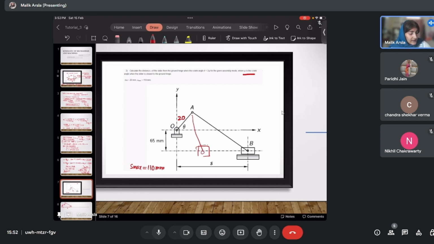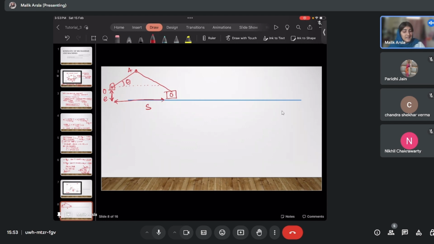So basically it is telling that when slider is the closest to the ground link, it reaches its minimum. So here this angle will be phi. And S max is equal to 110. S max means when the slider mechanism is the farthest. So you have been given 2 points. You have been given the crank angle when the slider is the closest, and you have been given this distance S when the slider is the farthest. So let us consider case 1 when the slider is the farthest. So in that configuration, what will happen?